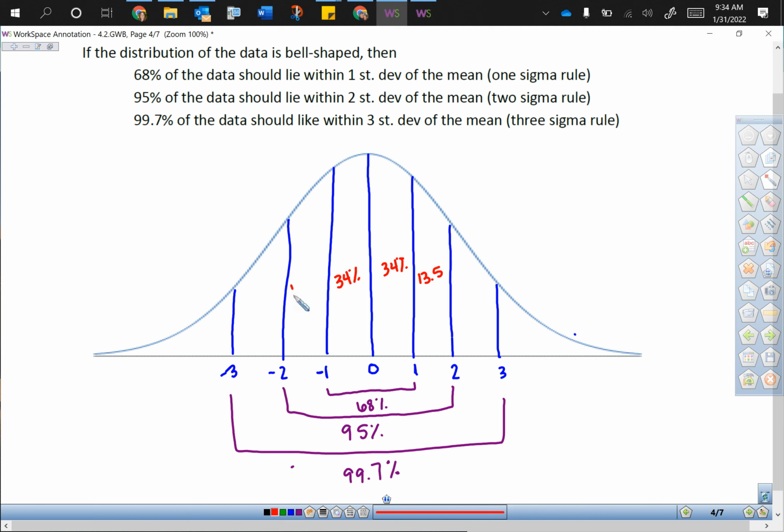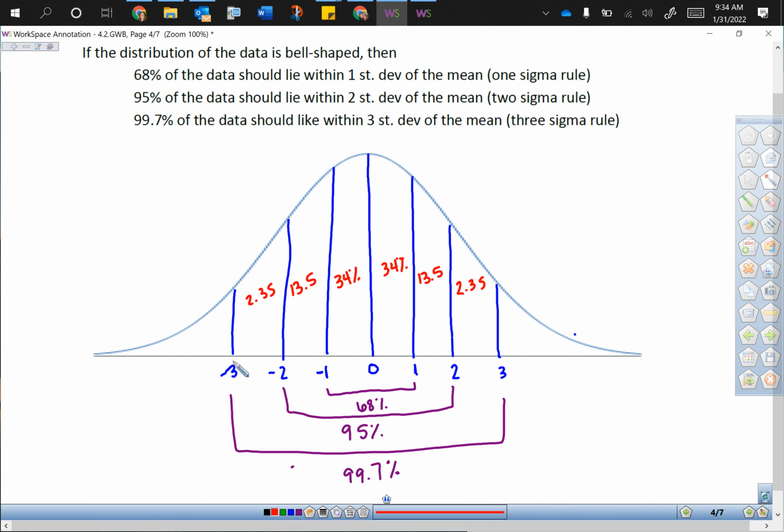Very good. So over here, this would also be 13.5. This would also be 13.5. See if you can figure out between 2 and 3 on your own. So what percentage of my data lies between 2 and 3? 2.35 and 2.35 over here. Just a reminder, how you get that is you take the 99.7 minus 95 and divide it in 2.